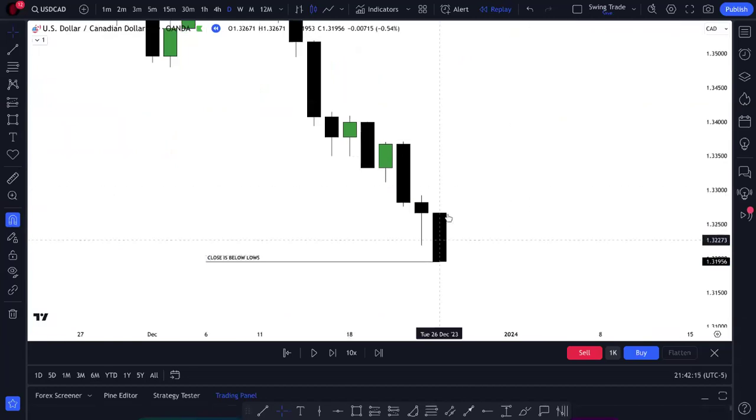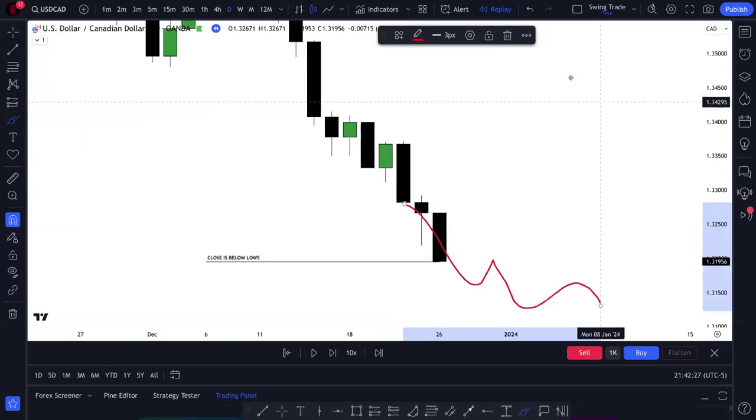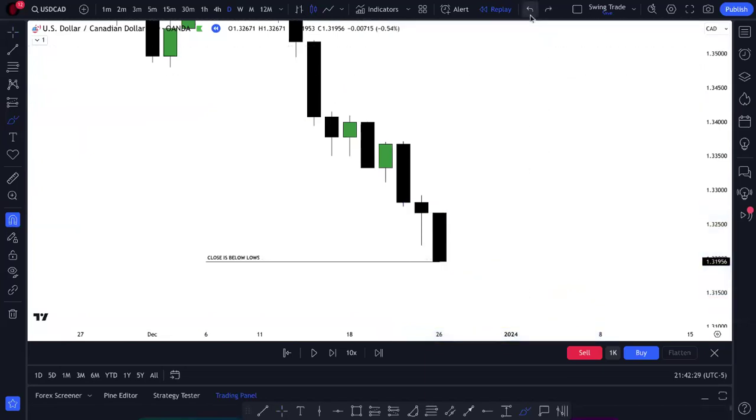This in itself, to most retail traders, the way it looks, this looks like the sky is falling. And what do I mean by that? They think this thing is on a tear. It's just selling off. It's closing below lows. It has to keep going lower. It must keep going lower. But that's not always the case.